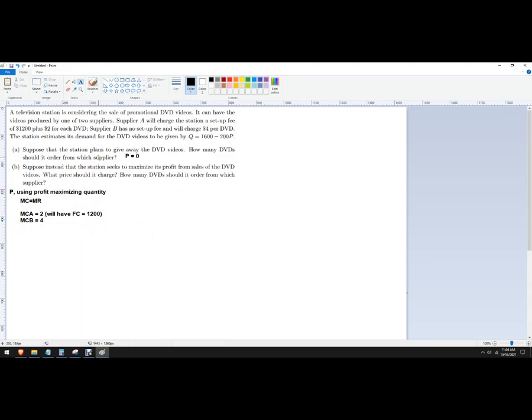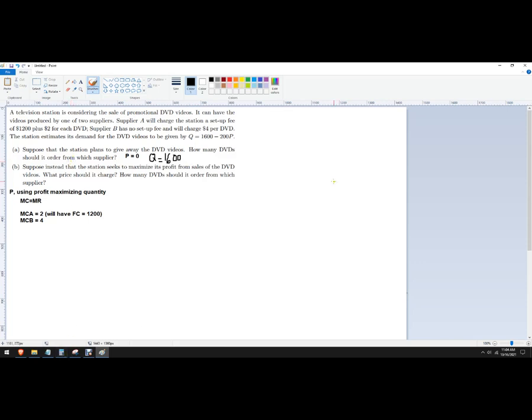So suppose the station plans to give away the DVDs, so we're going to do price of 0. Okay, so how many DVDs is that? So we'll just plug in price of 0 right there, and we get Q equals 1,600. So the thing that we need to figure out is who's cheaper for 1,600 DVDs.